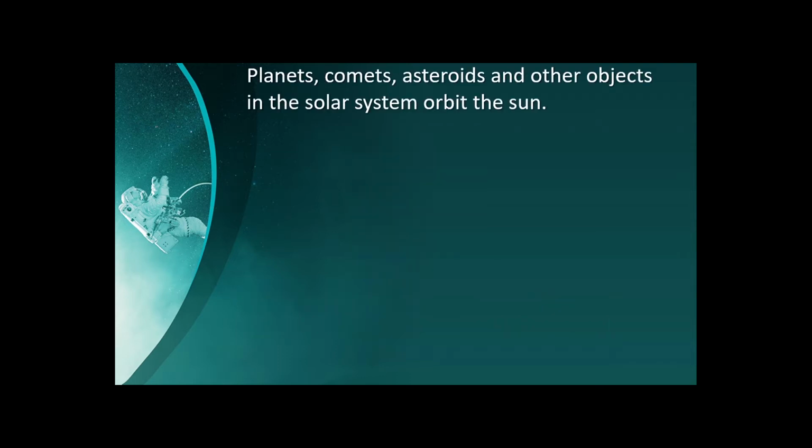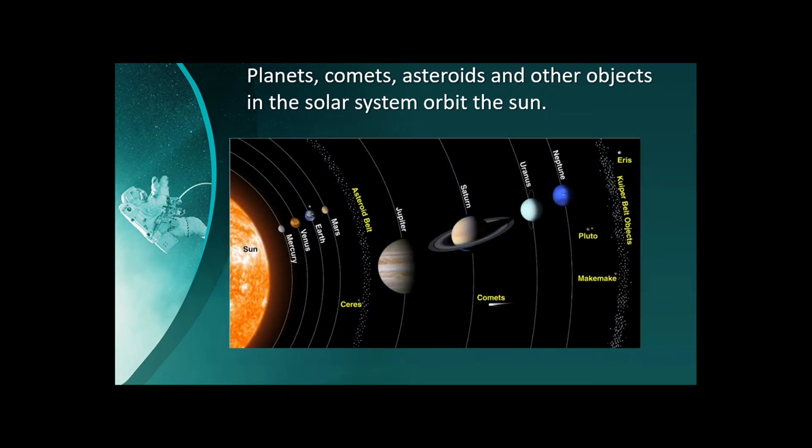Planets, comets, asteroids, and other objects in the solar system orbit the Sun. We can see in this diagram that planets like Mercury, Venus, Earth, and others, and dwarf planets, asteroids and Kuiper belt objects, and others like comets are orbiting around the Sun.